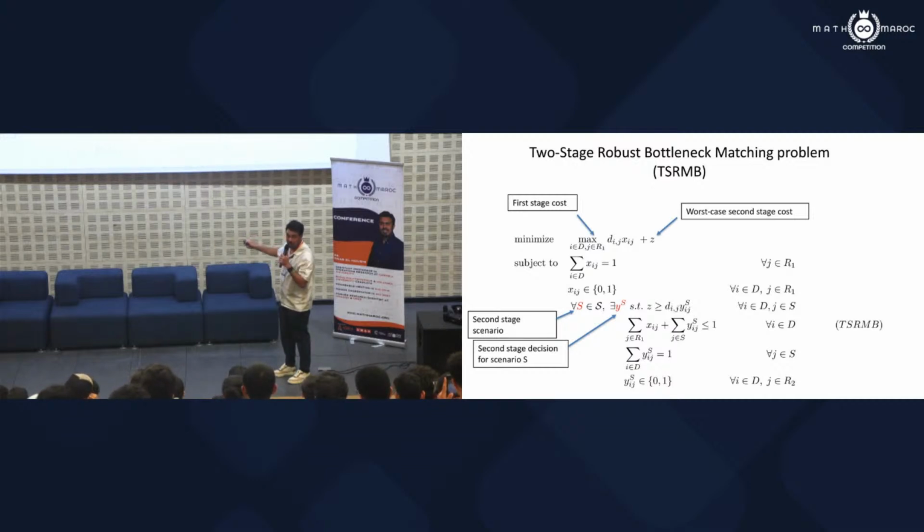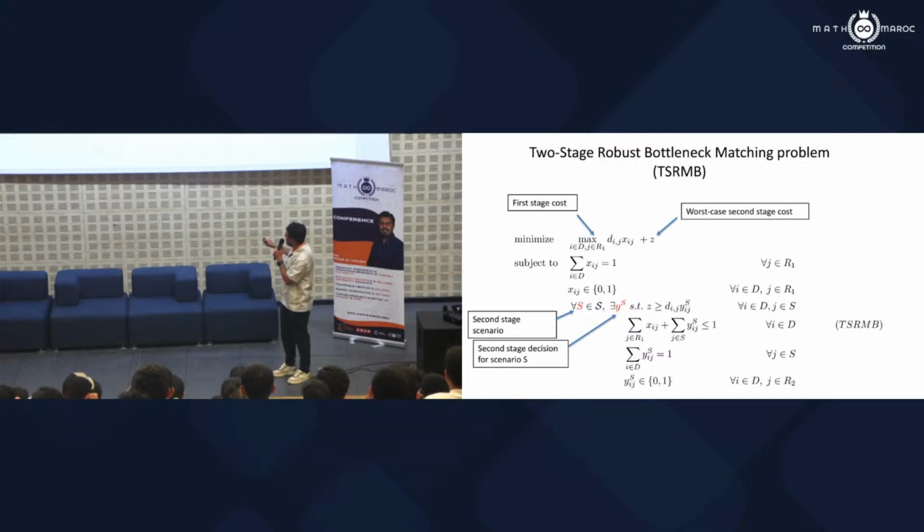R1, I need to match them immediately. The objective is a bottleneck matching, Dij, Xij. Okay? And so each rider needs to be matched. Sum of Xij is equal to 1. Okay? What about the second stage?